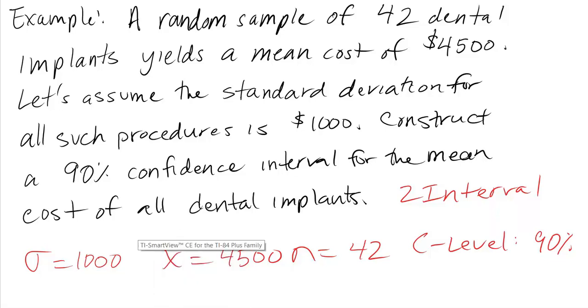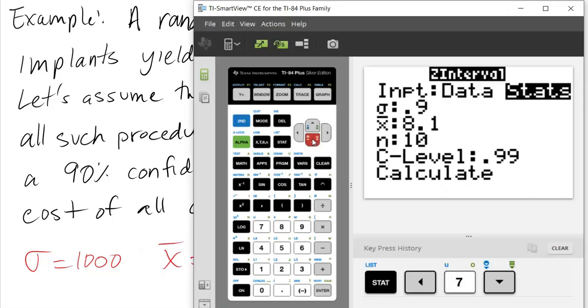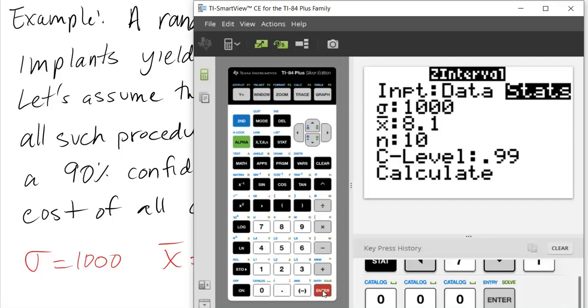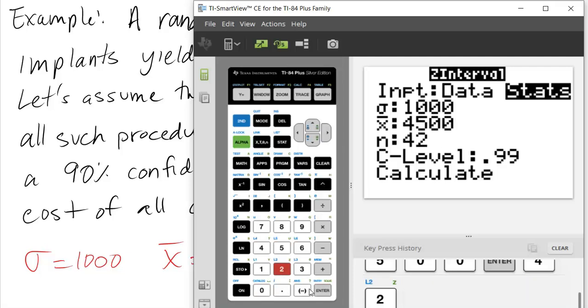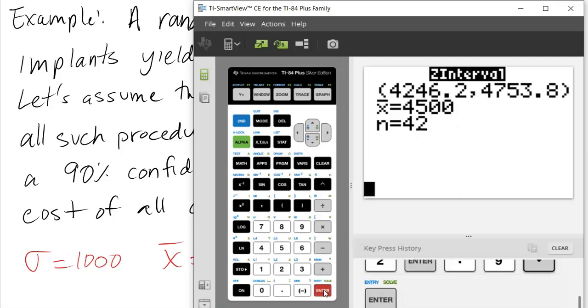Let's bring up the calculator function again. Again, it tells you what it needs. Sigma is 1,000. X bar was 4,500. N was 42. The confidence level is 90%, so that's 0.9. Calculate. We get this interval that ranges from 4,246.2 to 4,753.8.